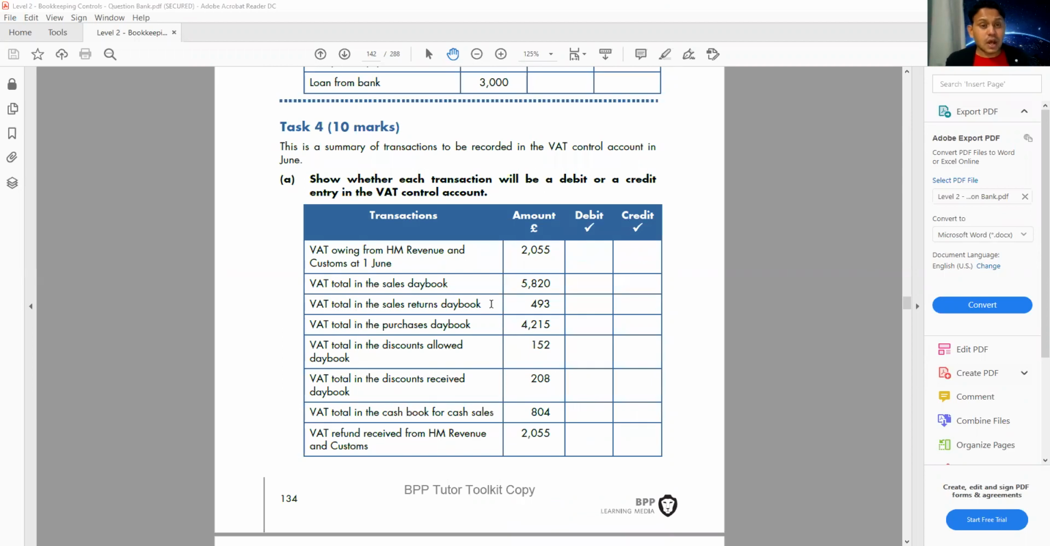The next question is about the VAT control account. This is task number 4, and we have 10 marks. All you need to do is say whether it is debit or credit. In the VAT control account, we have two sides. So when you start your level 3, we have a paper called indirect tax, and indirect tax is all about the VAT.